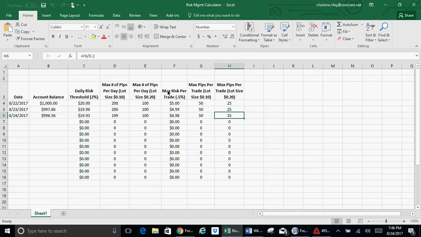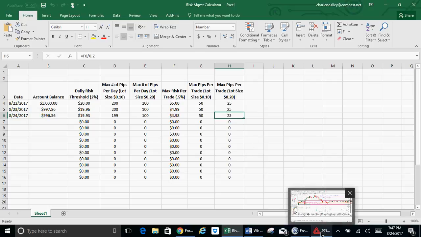20-cent lot size. My maximum risk per trade is 1/2 of 1%, so that will be $4.98, and that translates to 50 pips per trade on a 10-cent lot size, or 25 cents per pip on a 20-cent lot size. So now that I know what I can trade with, I am ready to go to the markets.